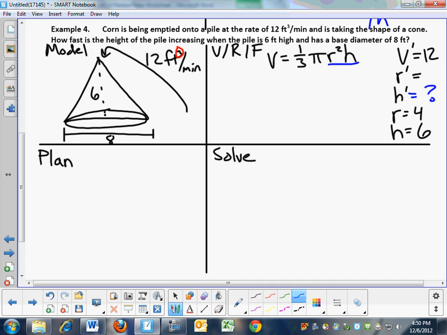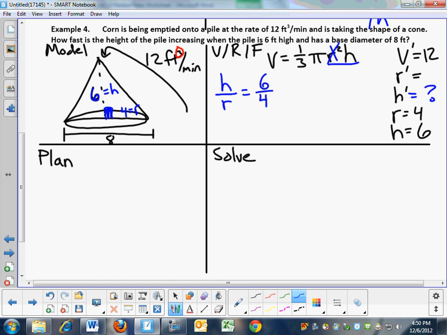So what we have to do is insert something. Since I'm looking for height, I would like to get rid of this r and replace it with h. Now, how do I do that? Well, if you look here, we have a radius of 4, a height of 6. We have a right triangle, and that pile, as it increases, is going to create similar triangles all the way up. So really what I have is 6 is equal to my height, radius is equal to 4. So I can say that the height divided by the radius is equal to 6 over 4, a constant ratio.